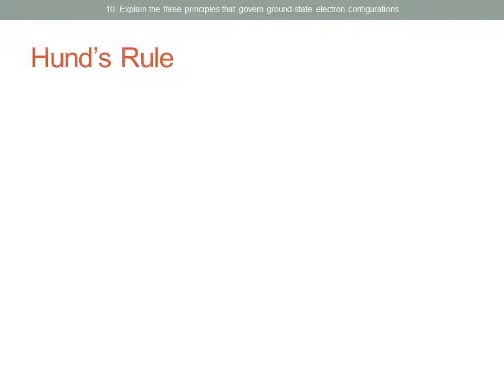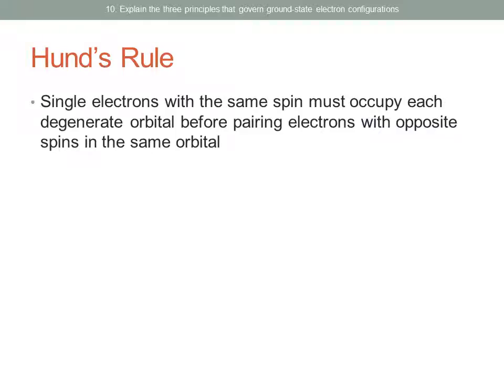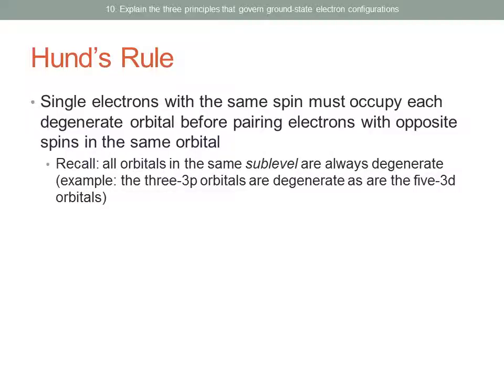The final principle or rule that determines electron configurations is known as Hund's rule. And Hund's rule says this, that single electrons with the same spin must occupy each degenerate orbital before pairing electrons with opposite spins in the same orbital. Recall that all orbitals in the same sublevel are always degenerate. Just remember that the word degenerate means exact same energy.